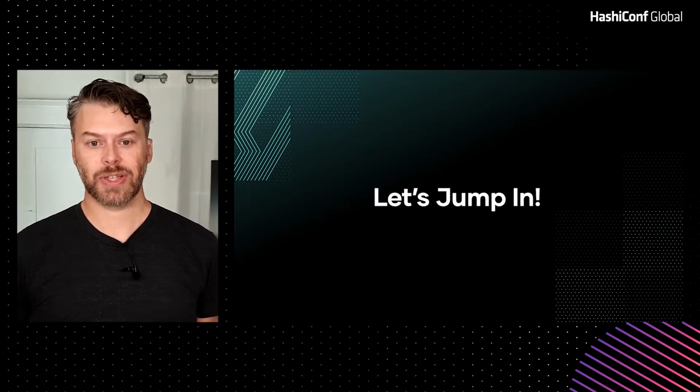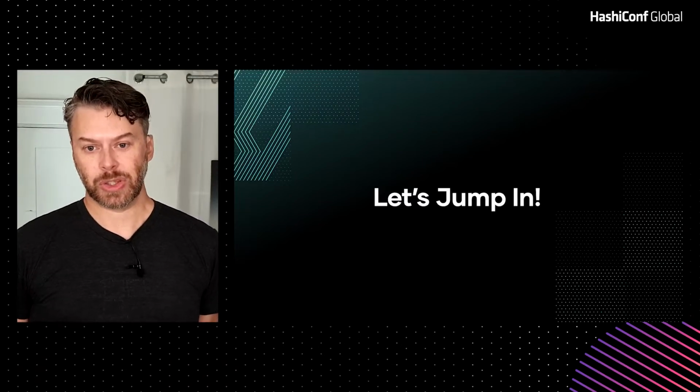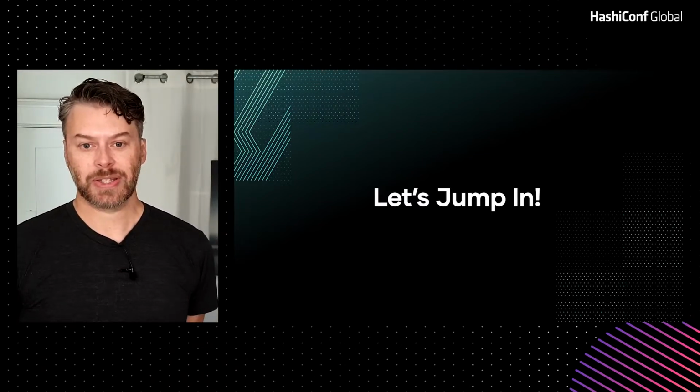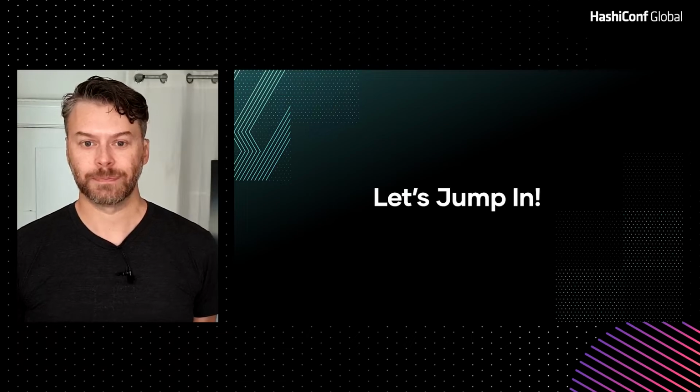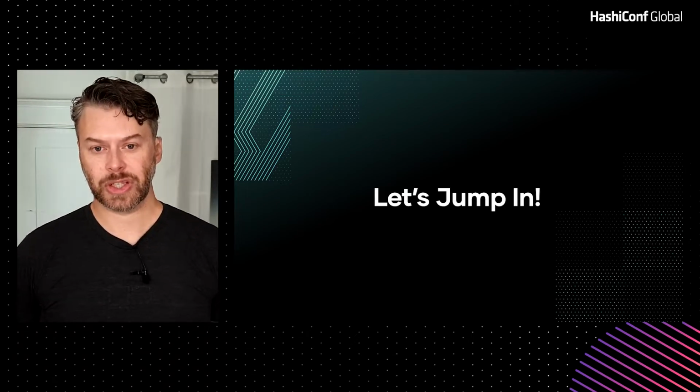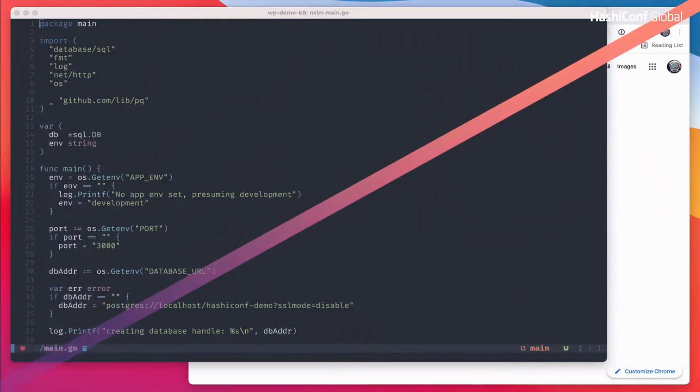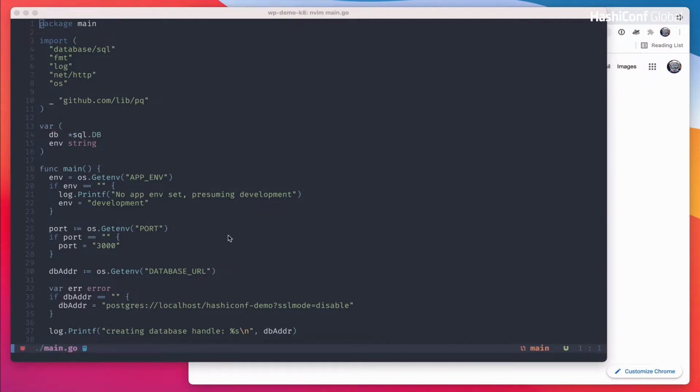What we're going to be doing is deploying a real simple little Go app. It's got some dependencies just like a real app. Let's go ahead and look at the code. This is a 12-factor app, so it's configured with environment variables. Two of those variables control the application's operational mode and how it connects to the database.